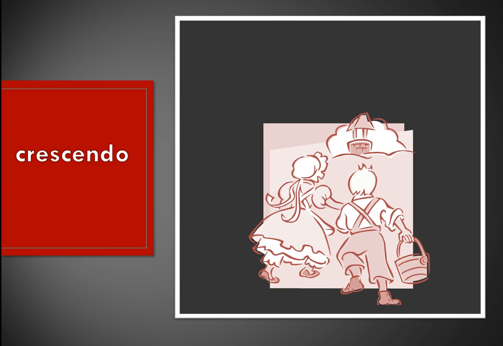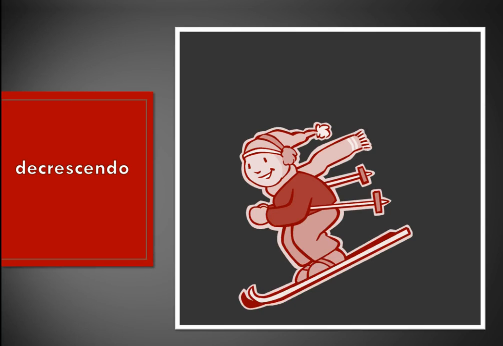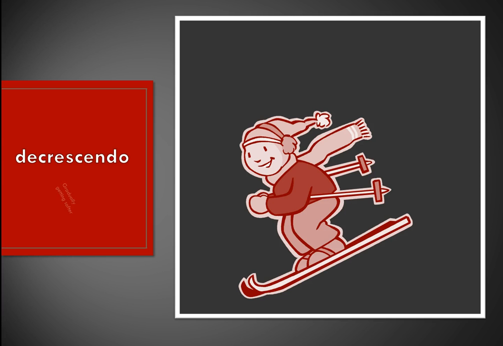A crescendo. Imagine a sound going up a hill and getting louder, so it means gradually getting louder. We've got Jack and Jill getting up the hill there. A decrescendo is obviously the opposite, and it means gradually getting softer.